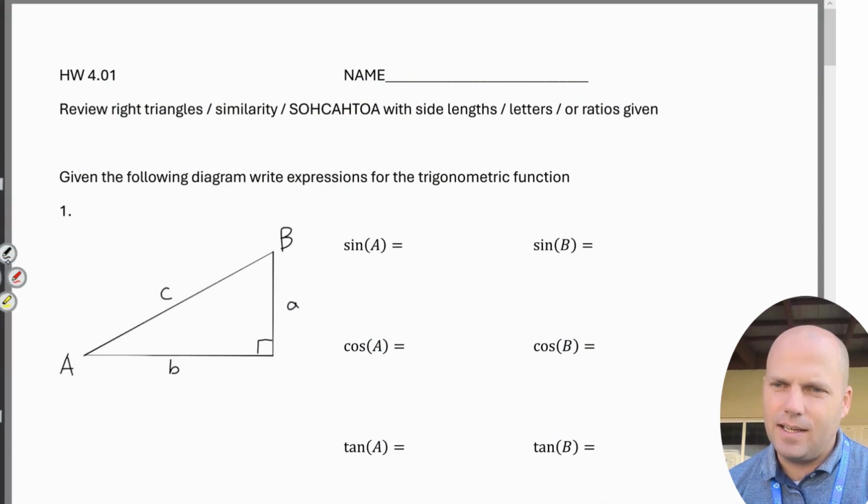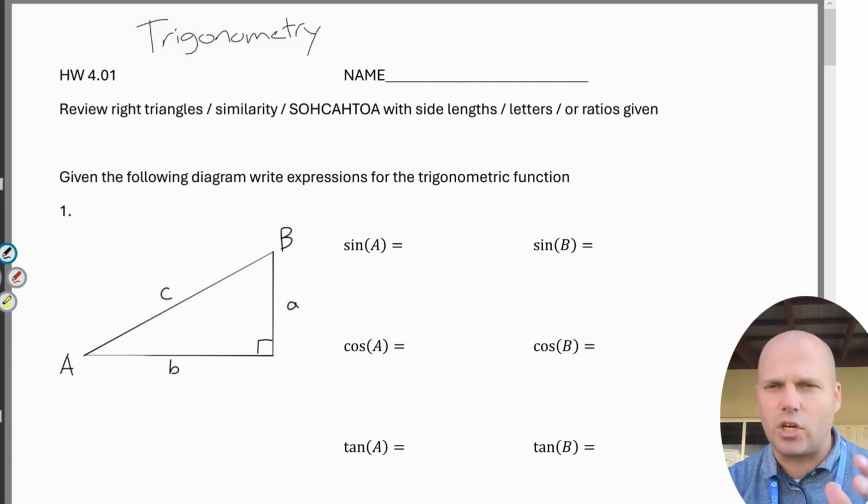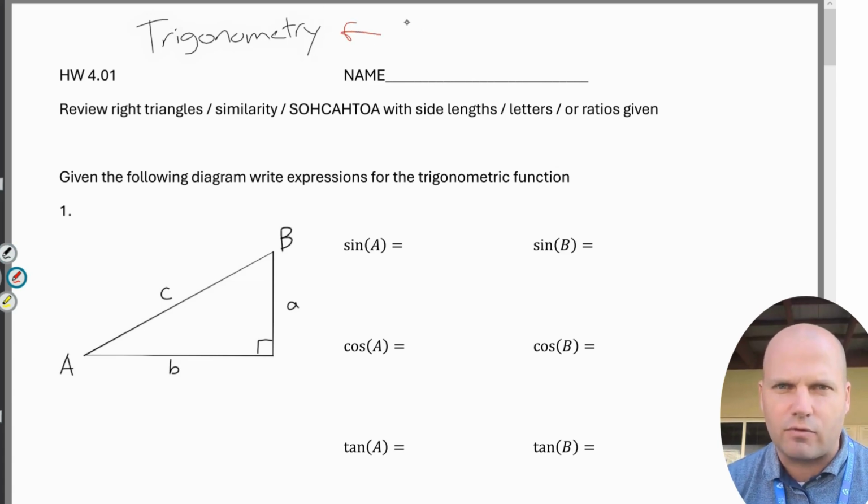It's just a study of right triangles. Just focus our attention. We started with similar shapes last unit. Now we're really going to dive into right triangles. A study of right triangles.